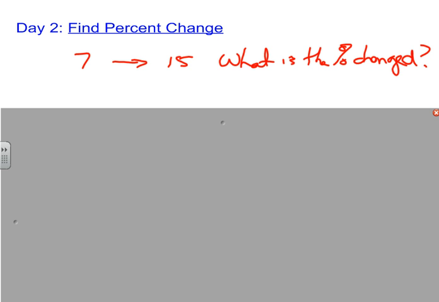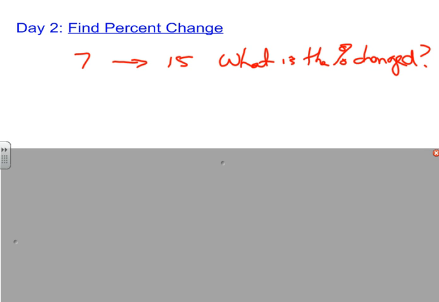The other question today will be, I might say, here's a number, it changes by this percent. Now tell me the new one too, okay? So you can see the related question. So 7 became 15. What is the percent it changed? Go ahead, work on it. You can talk to your neighbor. You have 2 minutes to tell me what is the percent change.